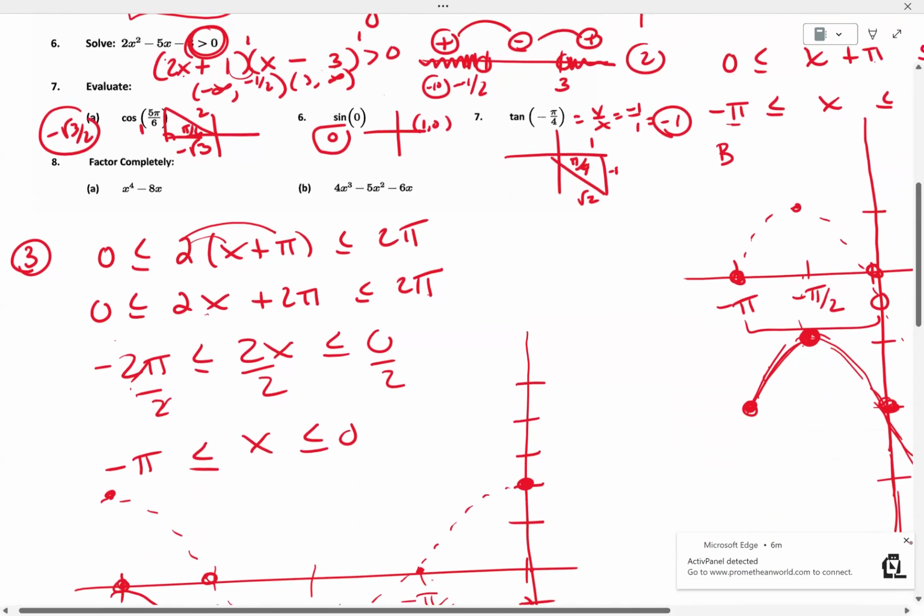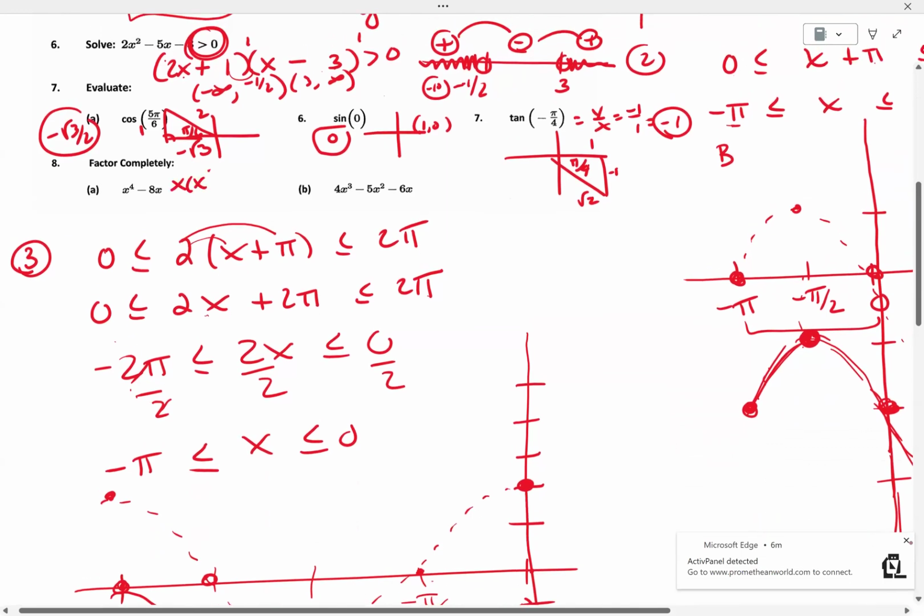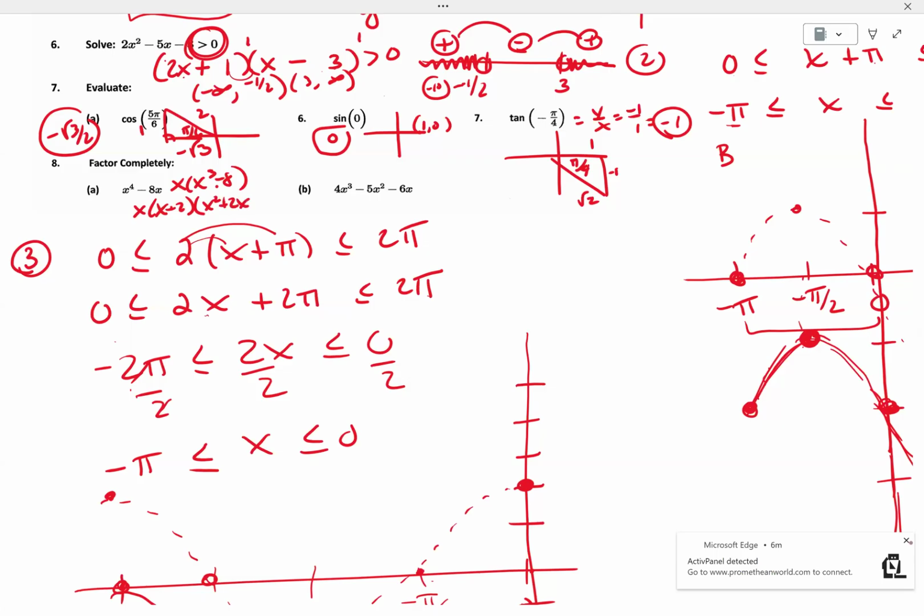So number 8, I always start with the GCF. And what's left is x cubed minus 8. But that's a difference of 2 cubes, which a lot of us are remembering very nicely. Take the cube roots of both. Sign in the middle goes in the middle. Square it. Multiply, add. And then plus 4. And this one over here, we got to take out an x again, everyone. But what's left is 4x squared minus 5x minus 6. Reverse FOIL that. Don't give up.